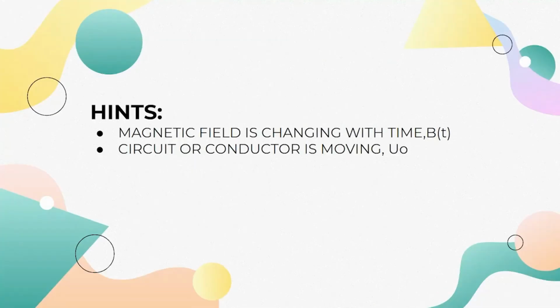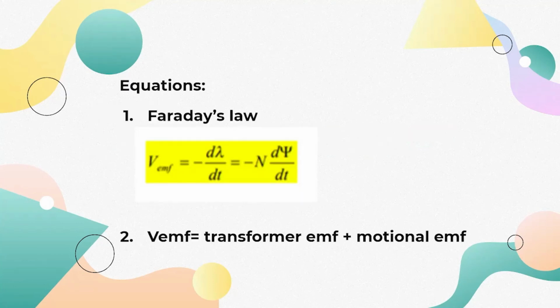So this is the hint for us to identify the hybrid EMF cases. The magnetic field is changing with time, so we have B(t), and the circuit or the conductor is moving with a velocity, so we have v. We have two equations. The first one is Faraday's law. Faraday's law states that the EMF in any closed circuit is equal to the rate of change of the magnetic flux linkage by the circuit. So we have the equation here.